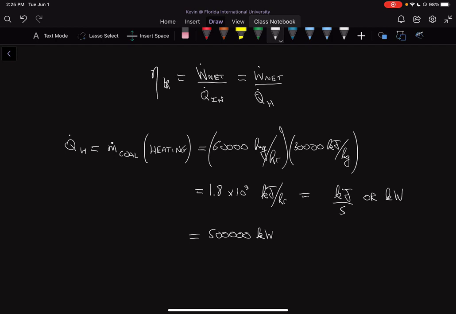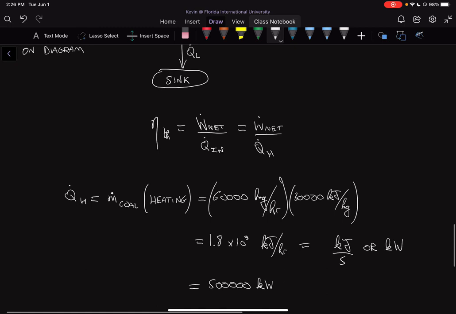Okay, so the energy coming in is just the mass of the coal per hour being burned multiplied by the kilojoules you get per kilogram being burned. Hopefully that makes sense. And so we can write that our thermal efficiency is just equal to 150,000 kilowatts, which is 150 megawatts, over 500,000 of energy in. So we get an efficiency of 30%.